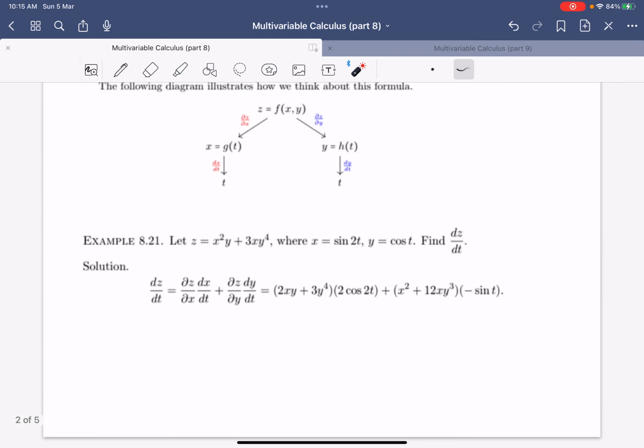So let's take a look at an example. z equals x squared y plus 3xy to the power 4. And we know x equals sine 2t and y equals cosine t. Then we want to find dz/dt.